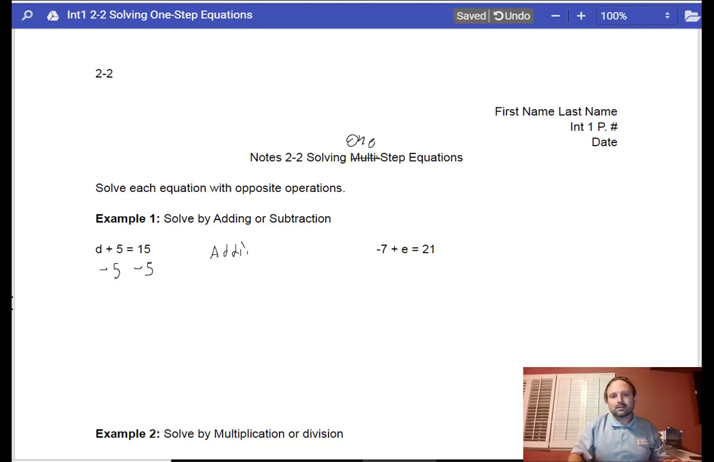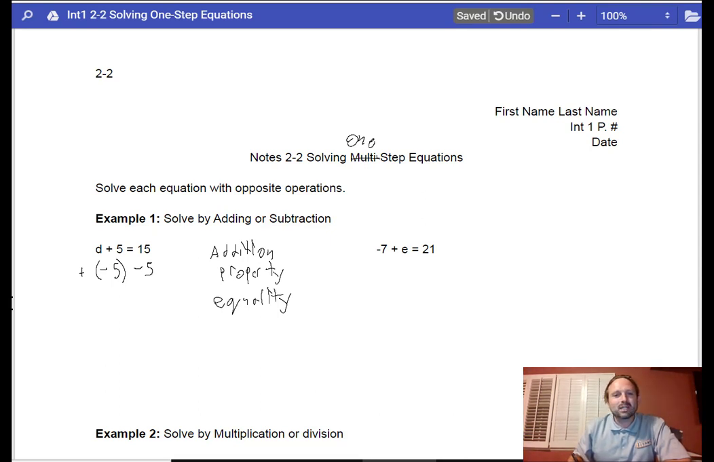Now, you can also say that it's the subtraction property of equality, as long as you're understanding that addition and subtraction are the same thing. But we are using different properties of equality in order to solve these equations. All right, so let's look at this next one right here.